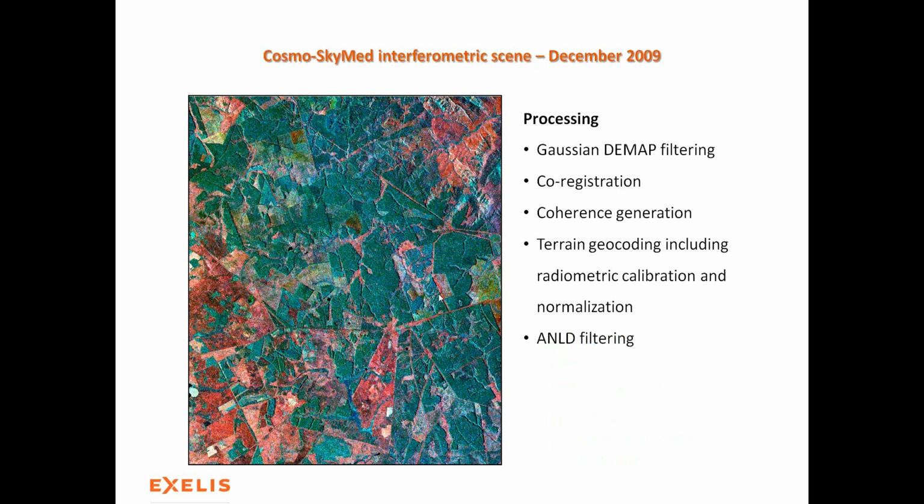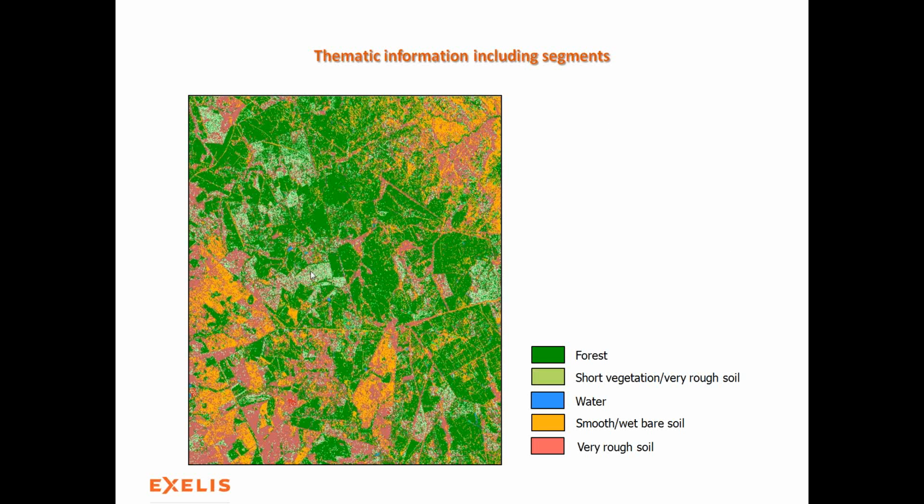Now we're going to do the same thing for the COSMO-SkyMed image. So again, we'll just look at the processing steps that are required to produce this image, so the filtering, registration, and this time the coherence generation. And running a similar classification, we can see the bare soil again, which this time is orange and pinks, and forest areas in green.